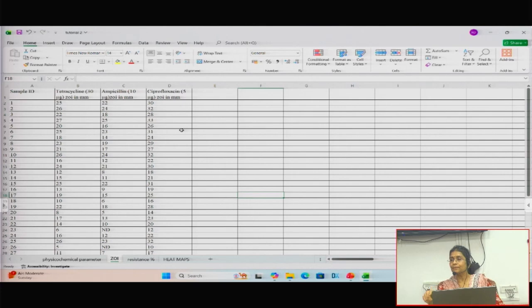Test what? Sorry. Give it a 3 parts test as pretty friendly. Yeah, so we'll check whether it is S, R, or I. Okay, just now go to your next sheet, which is resistant percentage.